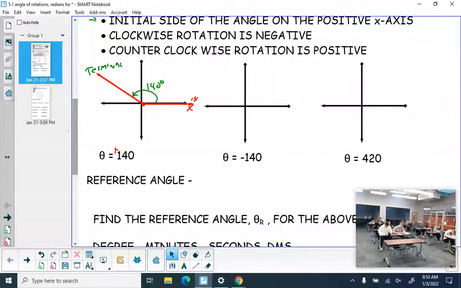If we go negative 140 degrees, we once again are going to start on the positive x-axis. We're going to fix the end point at the origin, and we're going to rotate negative 140 degrees. Now, if we're going negative, that means we're going clockwise. Which quadrant would we end up in if we go negative 140 degrees, Kylie? Quadrant number 3. Because this would be negative 90, this would be negative 180, so we'd be negative 140 degrees here.